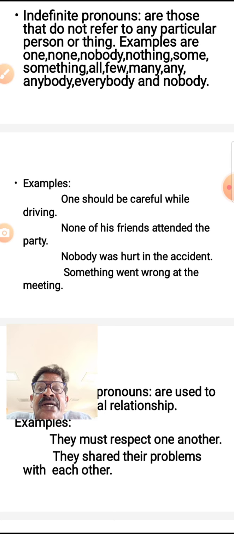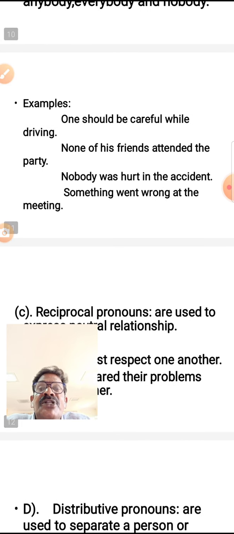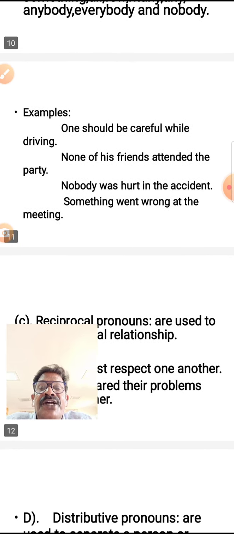And look at the third example. Nobody was hurt in the accident. There were no casualties in the accident. And look at the fourth example. Something went wrong at the meeting. So these are the examples of indefinite pronouns.